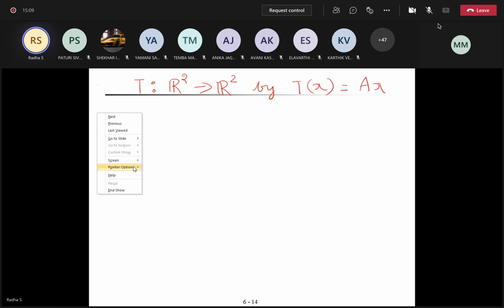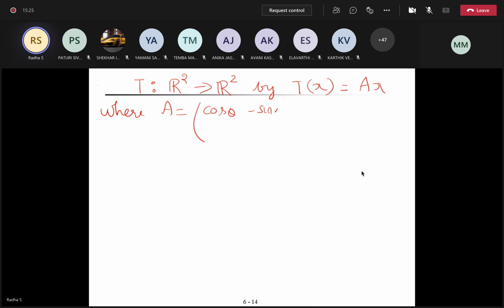Now guess and say, what should be your matrix A? 2 cross 2. So any 2 cross 2, but particularly I'm going to choose A as cos theta, minus sin theta, sin theta, cos theta. This matrix is called the rotation matrix because it's going to rotate the vector.